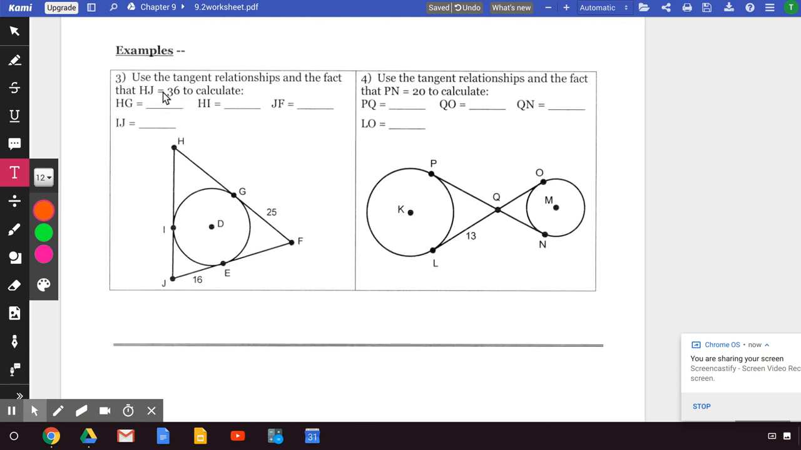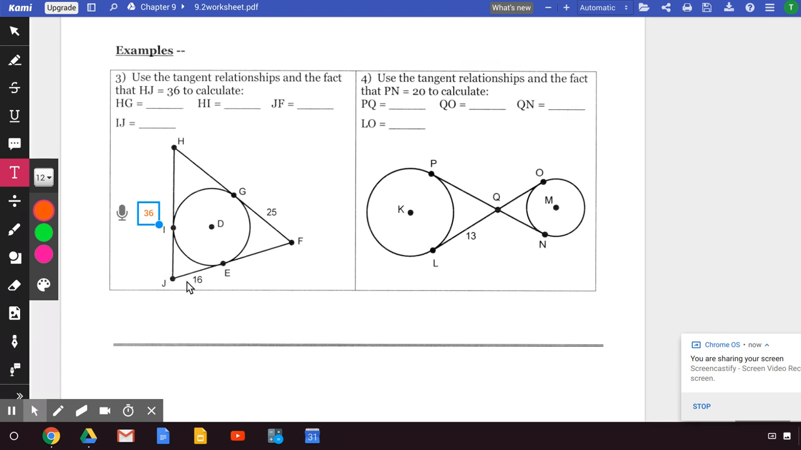Right, for these 2 examples, we're going to use the tangent relationship that any 2 tangents drawn to the same circle are congruent to find our missing lengths here. So we know that HJ here is 36. And we know that JE is 16 and GF is 25. So we're first going to look for HG.